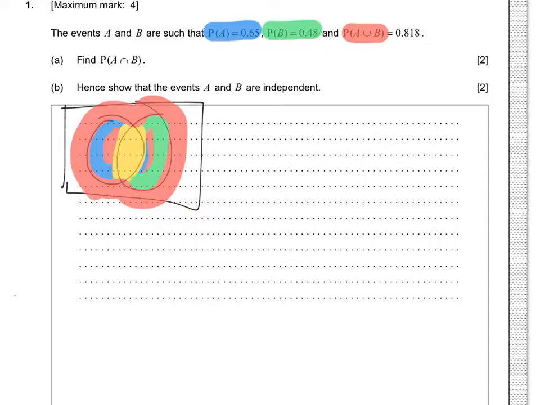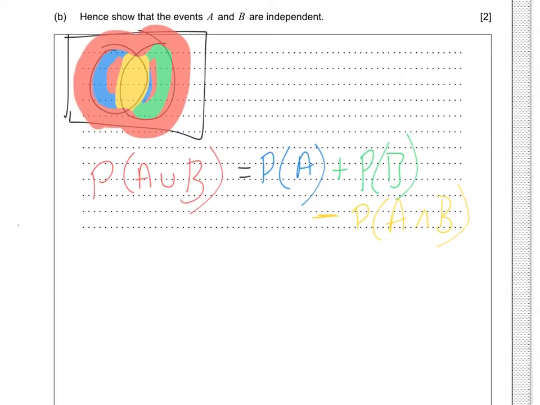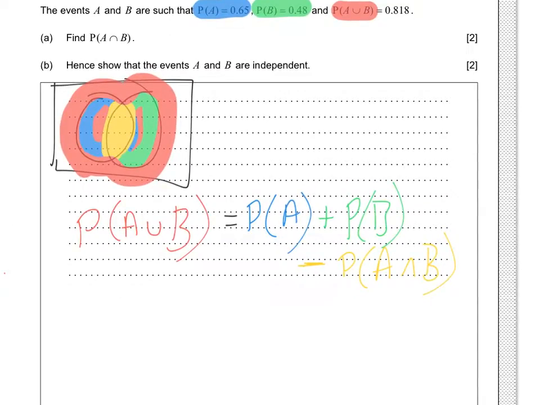In fact, because you've counted them twice, what you need to do is say, well, the red section, probability of A union B, is equal to the probability of the blue section, probability of A, plus the probability of B, but we've counted the middle section, the yellow section, twice, so let's take it away, minus the probability of A intersect B. This rule is in the formula booklet, so you don't need to memorise it, but it's always worth revisiting why it's true. And we've got 3 out of 4 of those numbers, so I can just fill them in.